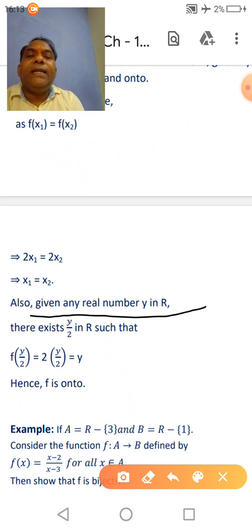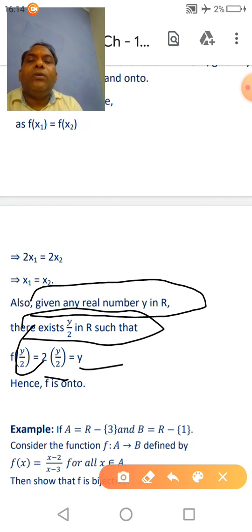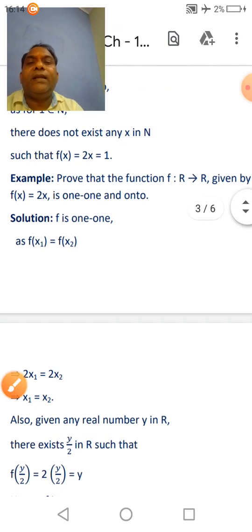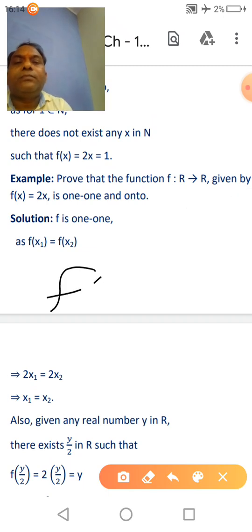given any real number y in R, there exists y/2 in R such that f(y/2) is equal to 2 times y/2 is equal to y. So we can say that f(x) is equal to y here. So f is onto. Means f(x), see here again, f(x) is equal to 2x.